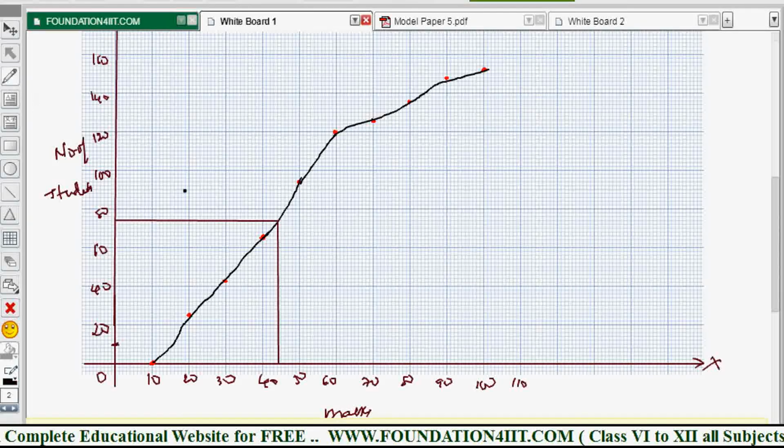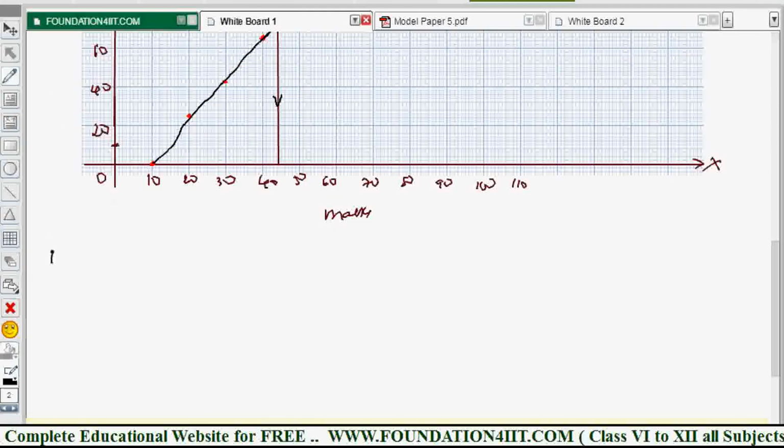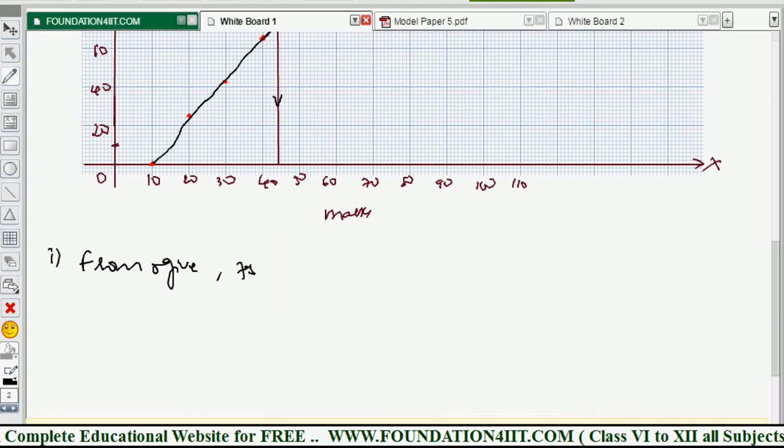Just observe, and keep the arrow symbols. That is from the ogive. So from the ogive curve, the 75th observation is equal to 44. So therefore the median is equal to 44 marks. The 44 marks is the median.